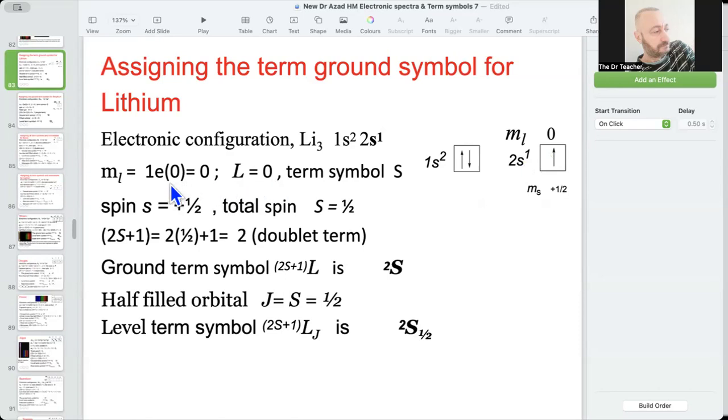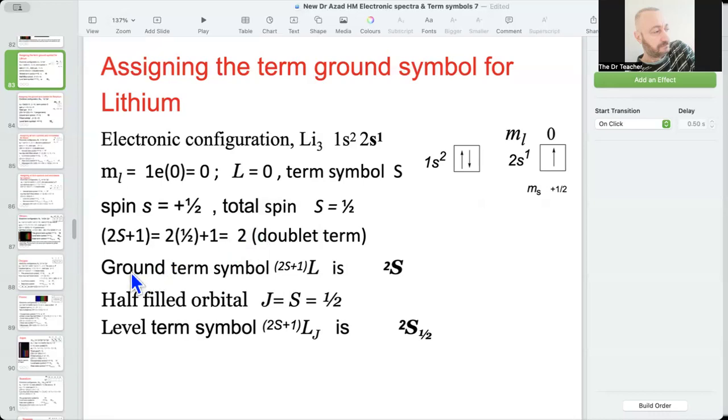So if L equals 0, the term is S. Okay, so the spin we know is plus half, so the capital S, the total spin, is a half. So we have L 0, we have S half. Now we can do the 2S plus 1, which we need for the superscript. So 2 times S, a half, plus 1 will be 1 plus 1, 2. So now the term symbol is S, the 2S plus 1 is 2.